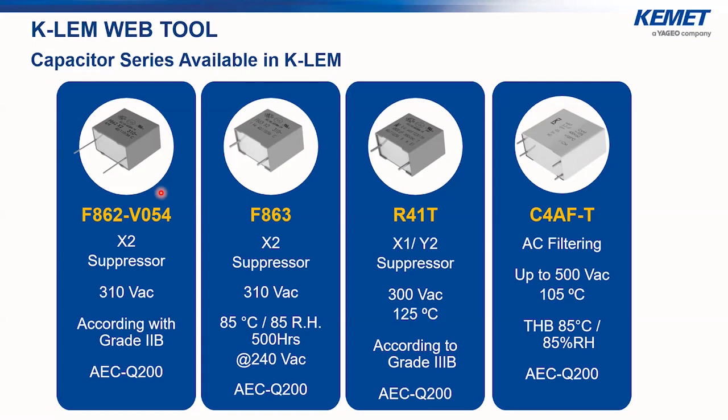Also, it's the first time that we have this kind of aging laws. Generally, the aging laws developed in the market are dependent only on voltage and temperature, whereas this new model also takes into account the humidity and the THB performance. Today, these 4 series are already included in the KLM tool, and for sure, other series will be included in the next months.